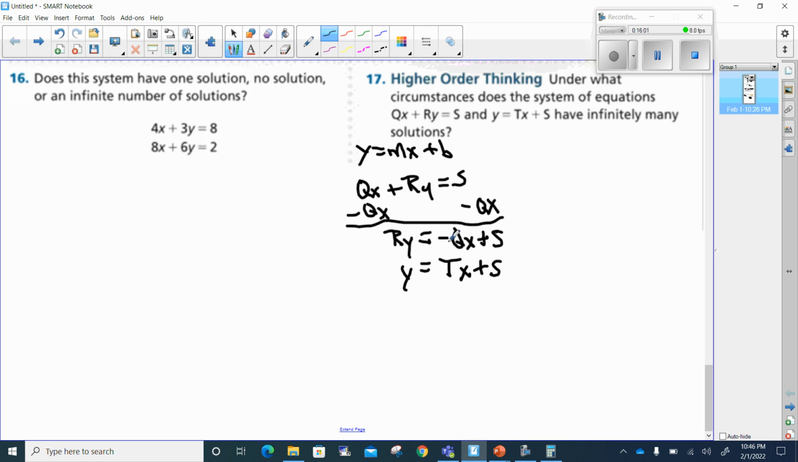So I'm going to say, first of all, when negative q is equal to t, and let's see, r is equal to 1. Remember, there's a 1 in front here. r equals 1. So when that happens, these will have infinitely many solutions.